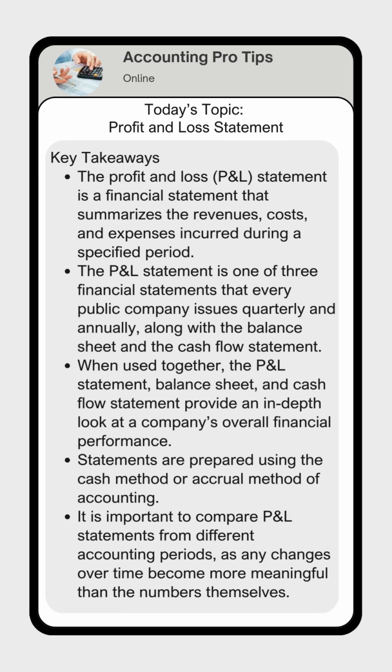Here are the key points from today's video. 1. The P&L statement is a financial statement that summarizes the revenues, costs, and expenses incurred during a specified period. 2. The P&L statement is one of three financial statements that every public company issues quarterly and annually, along with the balance sheet and the cash flow statement. 3. When used together, the P&L statement, balance sheet, and cash flow statement provide an in-depth look at a company's overall financial performance. 4. Statements are prepared using the cash method or accrual method of accounting.